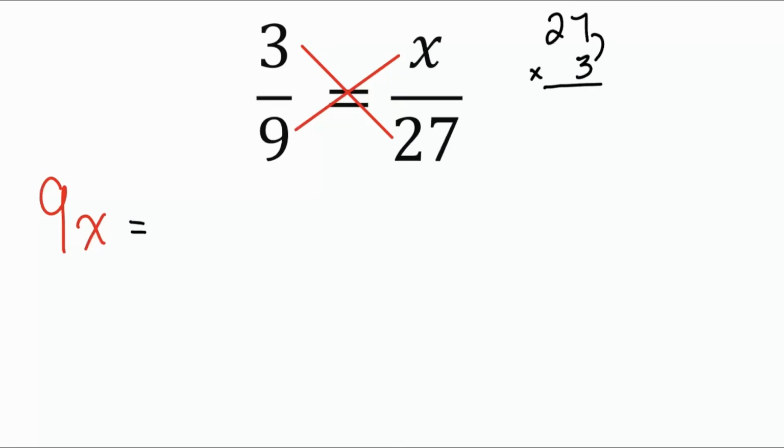So we'll do 7 times 3, and that's going to be 21, carry the 2. Then we have 2 times 3, which is 6, and we'll carry that 2 right there, which is 8. So we have 9x equals 81. Now, in this situation, after we cross multiply, everybody, what are we supposed to do again? We're supposed to cross multiply and then divide.